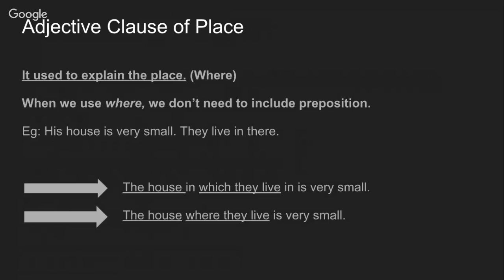For example, his house is very small. They live in there. So, for the first example, the house in which they live in is very small. Oh, sorry, that's mistaken, but you don't have to put in there. I think that was a computer error. Just don't mind this, okay? The second one is the house where they live is very small. See, you don't have to put preposition here.